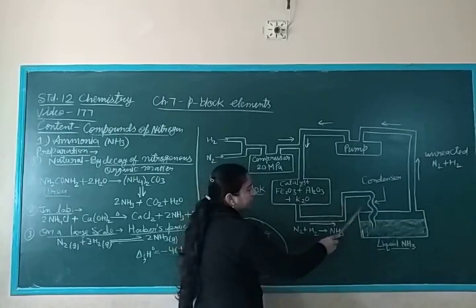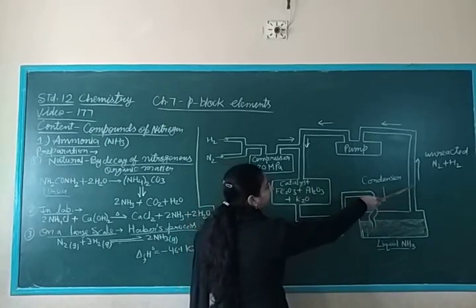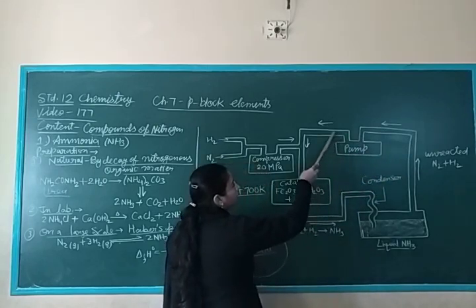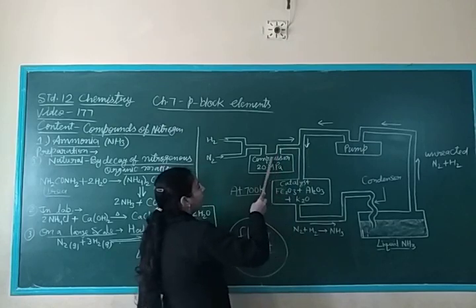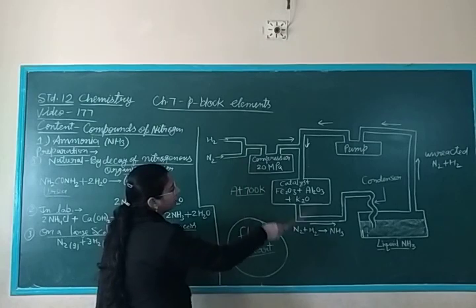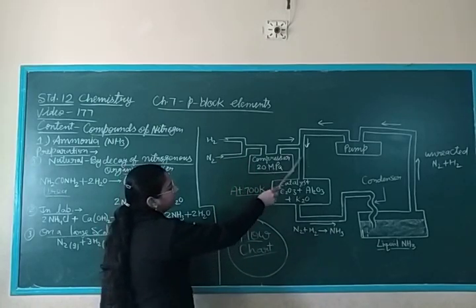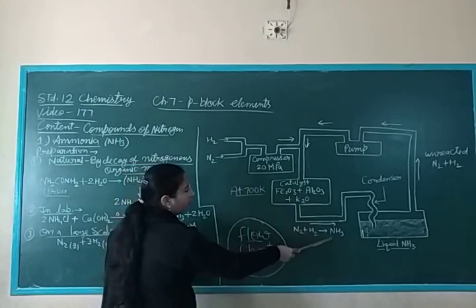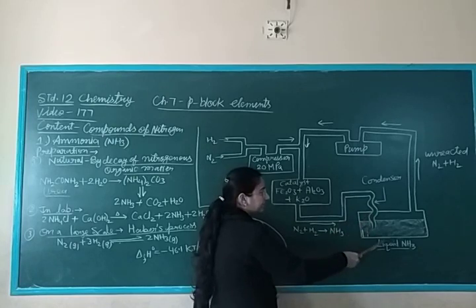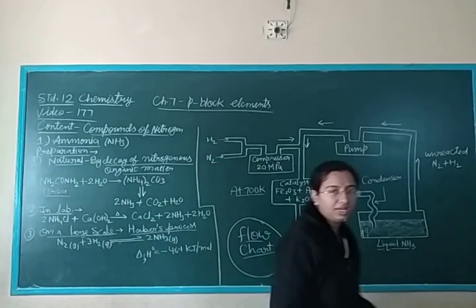The unreacted nitrogen and hydrogen are sent back by the pump, compressed again and recycled. So this is the flow chart: first hydrogen and nitrogen gas go to the compressor, then to the catalyst chamber, then ammonia is formed, and the ammonia goes to the condenser and condenses into liquid ammonia.